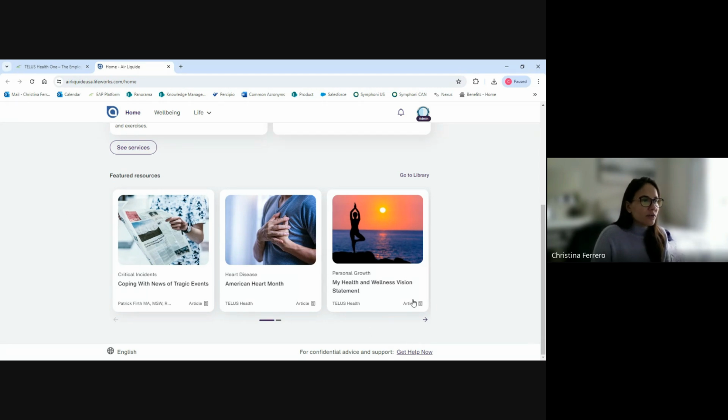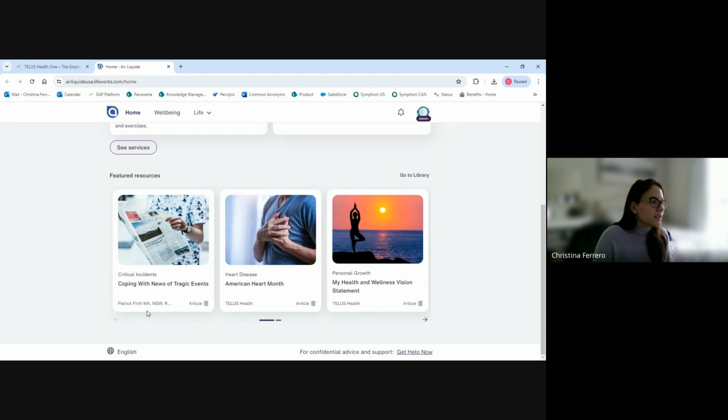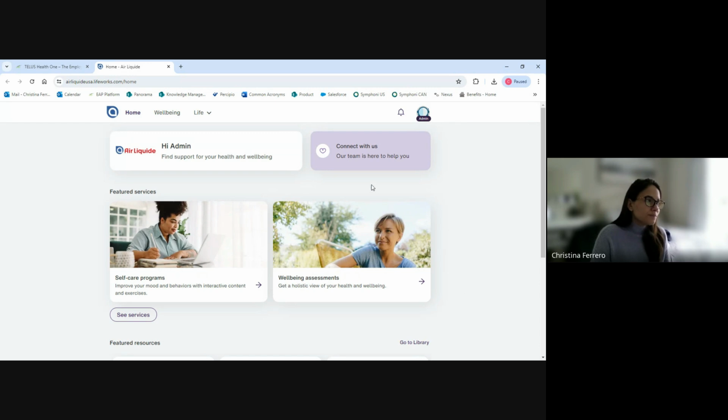It's just something of a home screen, always recommending different articles for healthy nutrition, healthy heart tips, always. And then again, depending on the time of year, to encourage people to go to their annual appointments or coping with news of tragic events. So we always try to keep it relevant to current events that are happening around the world. So just know that this is what the home screen will always include.